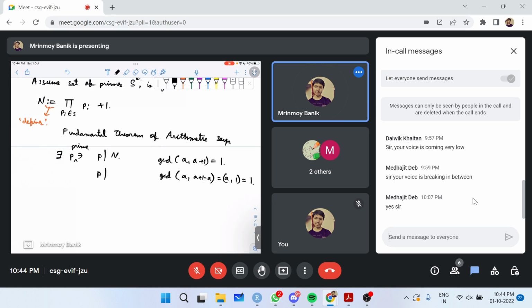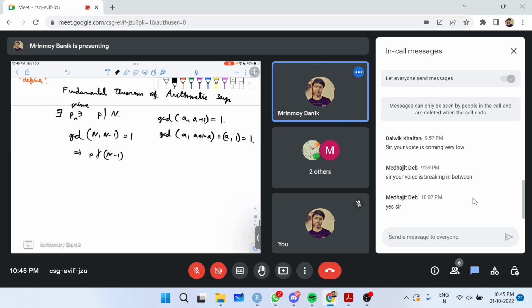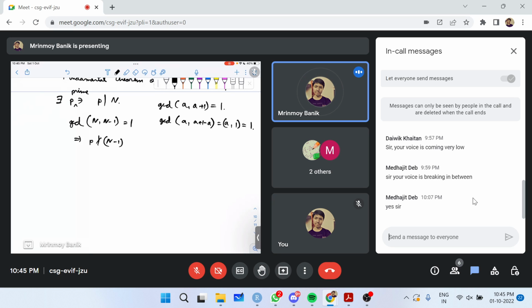So I wanted to say p divides N. Then N and N minus 1 are consecutive numbers, so they are co-prime. So this implies p doesn't divide N minus 1, since p divides N. Otherwise, p would have been common between N and N minus 1. So p doesn't divide N minus 1, which implies p doesn't divide this product.